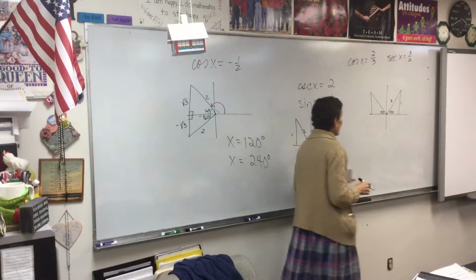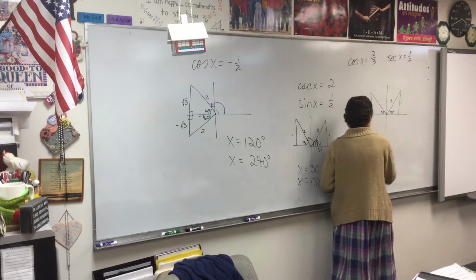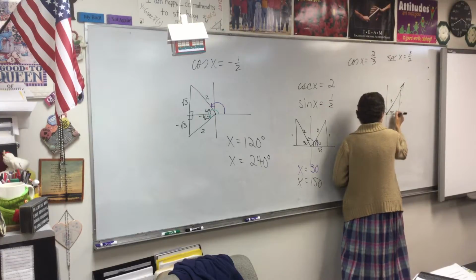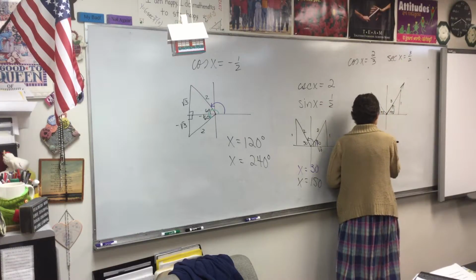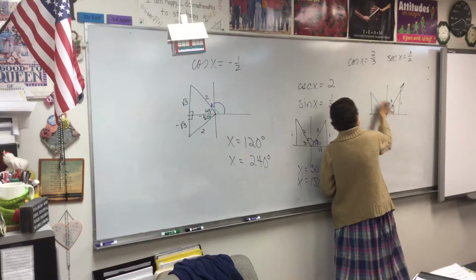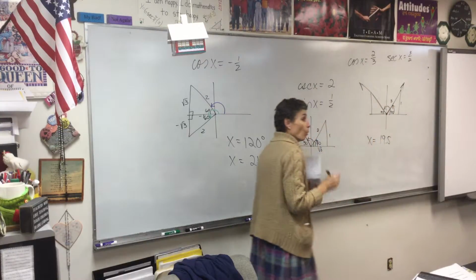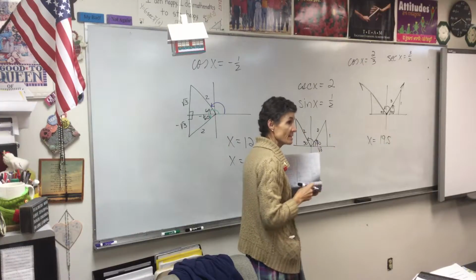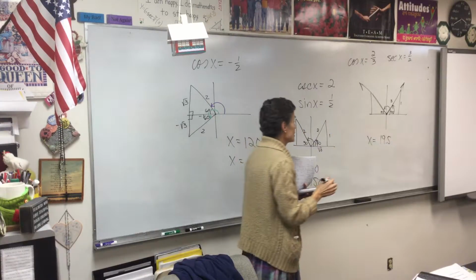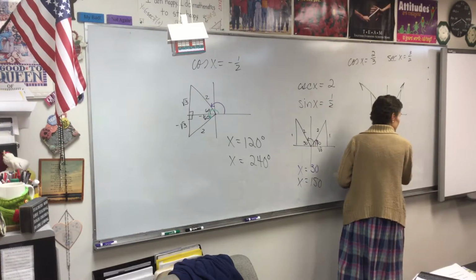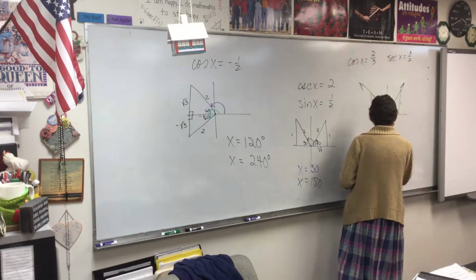Now, what are the answers to the question then? There are 2 angles. This one right here, which would be 19.5. And this one right here, which would be 180 minus 19.5, which is what? 160.